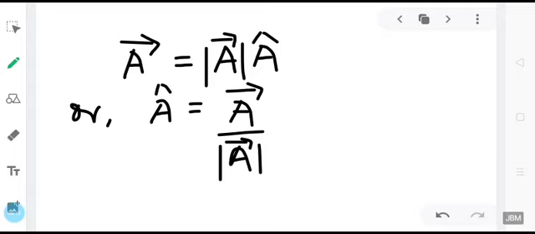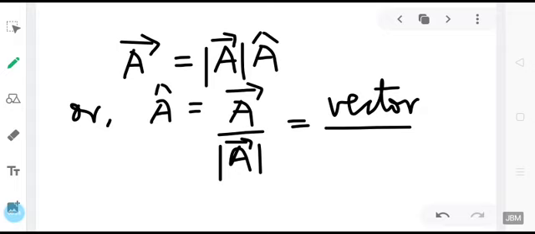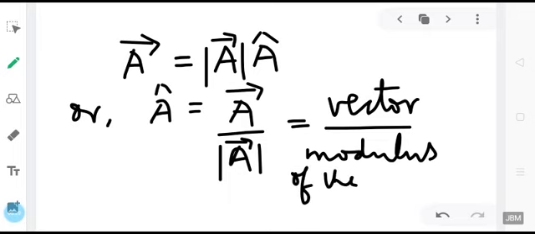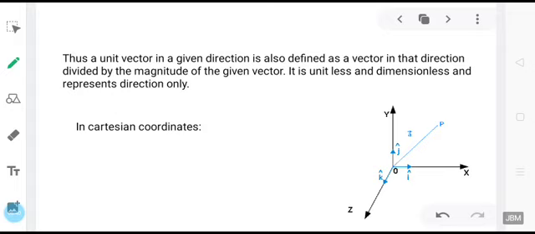Okay, so this is equal to the vector divided by the modulus of the vector. This means the magnitude of the vector. Thus, a unit vector in a given direction is also defined as a vector in that direction divided by the magnitude of the given vector. It is unitless and dimensionless vector and represents direction only.